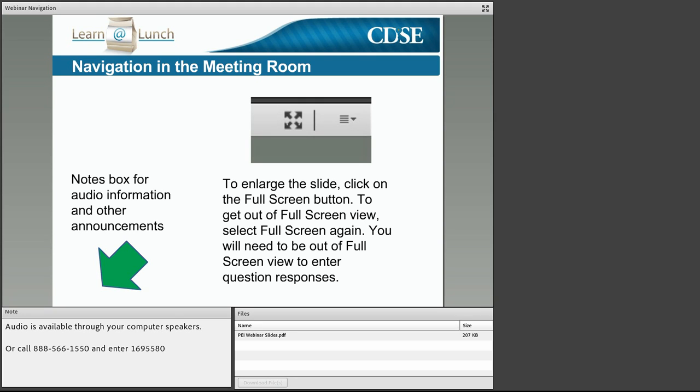Also on screen, you'll see notes regarding use of full screen. If you look at the gray banner on the top of your screen, you'll find the full screen option there. You can select this button to have a larger view of the presentation. However, when questions appear, select full screen again to return to normal view and to respond.